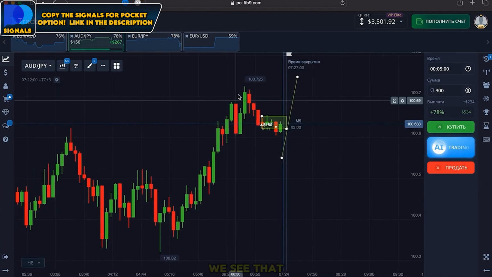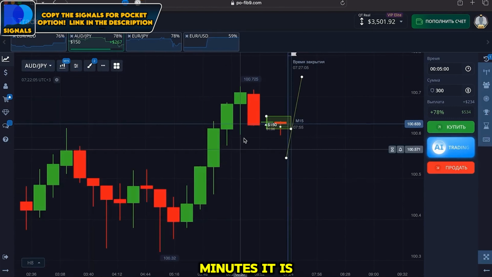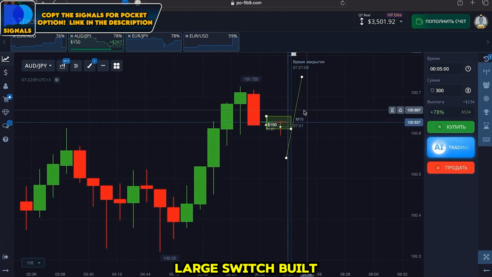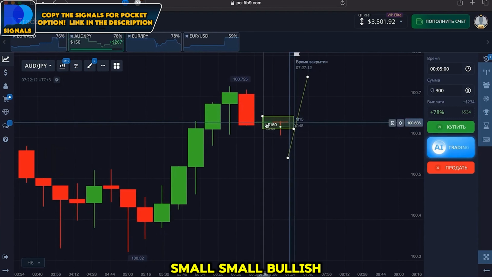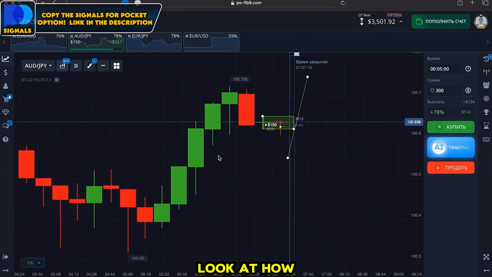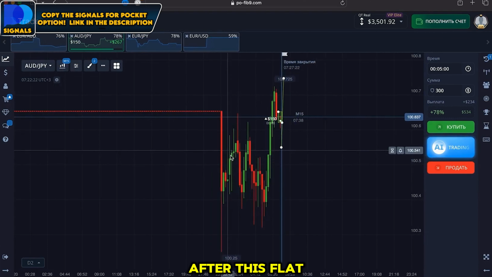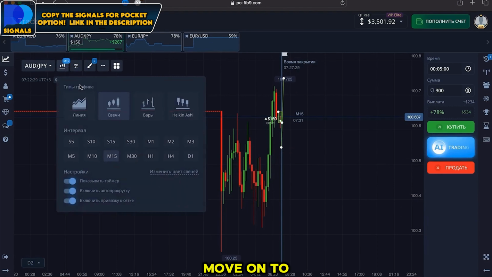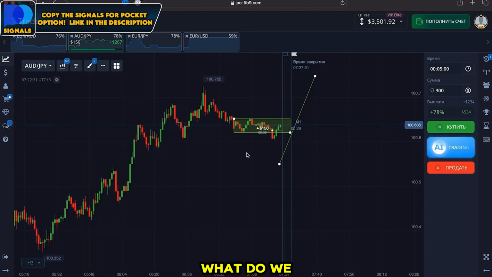let's say, we see that here the switches have also built up well, or for 15 minutes it is very noticeable. That is, here after the rollback we have a large switch built up, and here some small bullish switch, and it seems that indeed the trend here will most likely be downwards. But if we look at how the trend has built up here after this flat situation, we see that the trend has shot up with a very strong impulse. And then we move on to the minute ones.